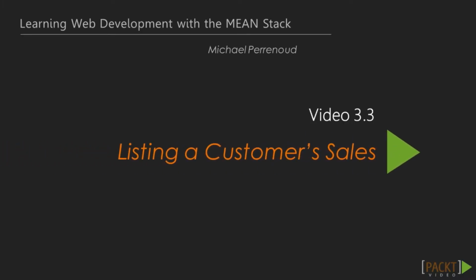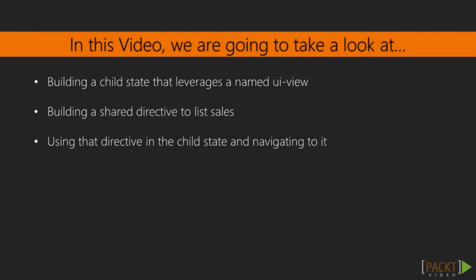In the last video, we learned how to add a complex data structure like a sale. There was a lot of ground covered there because we actually added a one-to-many set of objects as well. This is the third video in this section, and in this video we will be covering child states, another shared directive for listing sales, and leveraging shared templates for child states.